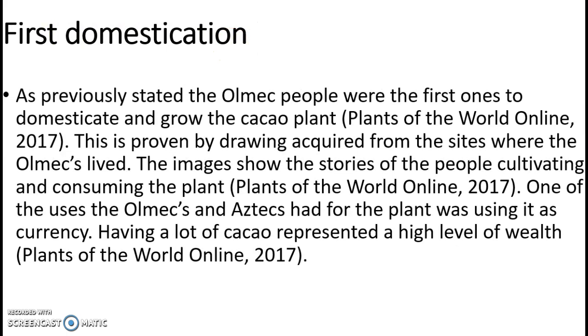Alright, so first domestication. As previously stated, the Olmec people were the first ones to domesticate and grow the cacao plant. This is proven by drawings acquired from the sites where the Olmecs lived. The images show the stories of the people cultivating and consuming the plant. So basically there are images on the walls of them cutting the pods open, them drinking it, descriptions of the food of the gods. That's what they actually called it because they loved it so much. It was almost seen as addictive.